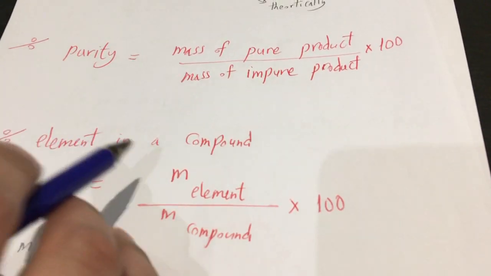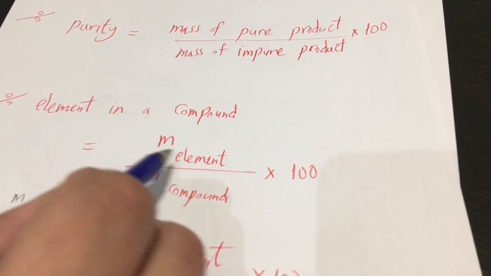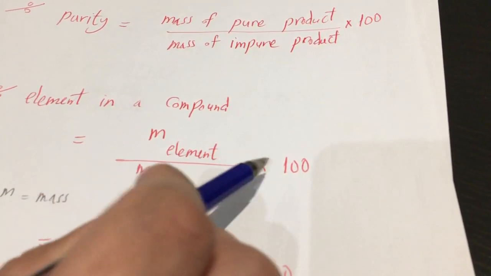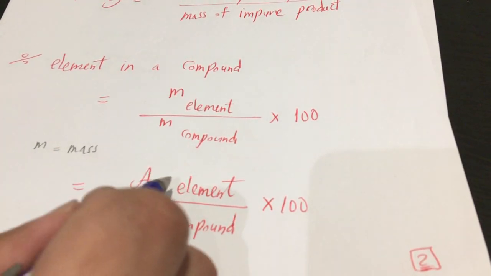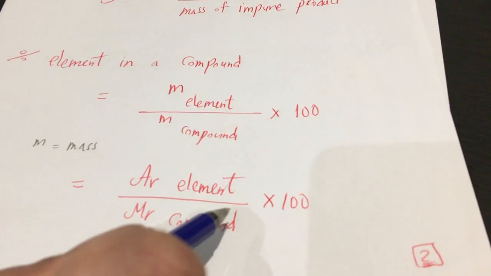The percentage of an element in any compound, you can calculate easily by dividing the mass of the element inside the compound over the mass of all of the compound times 100, or you can divide the relative atomic mass of the element over the relative molecular mass of the compound times 100.